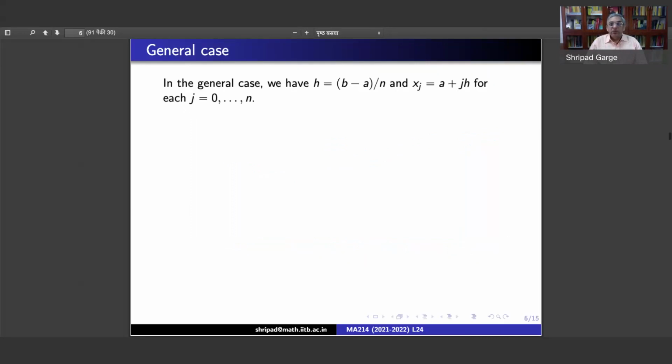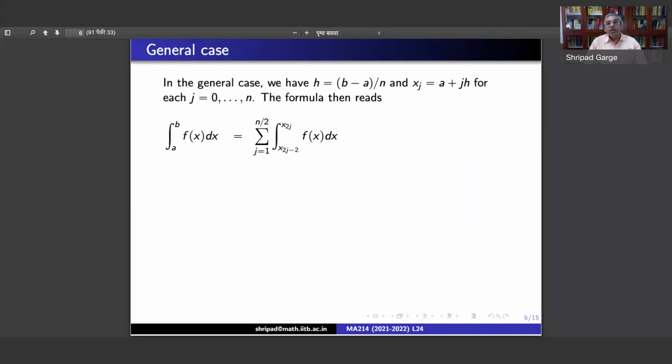So the general case is as follows. You will have h equal to (b minus a) by n. xj is going to be a plus jh for j going from 0 to n. And the formula then reads, your integral a to b f(x) dx is summation j going from 1 to n by 2 of the integral from x2j minus 2 to x2j. So you have x0, x1, x2 up to xn. We are going to look at x0 to x2, then x2 to x4, then x4 to x6, and so on. So this is how we are going to look at them.